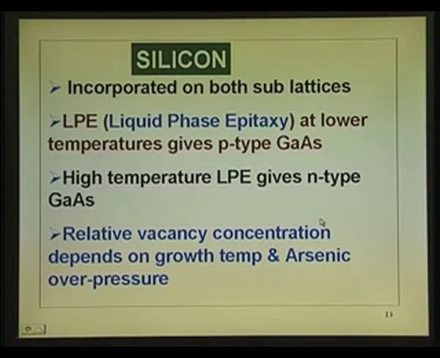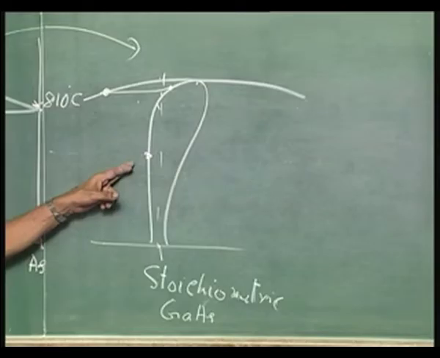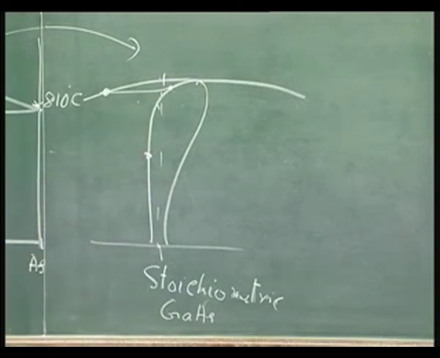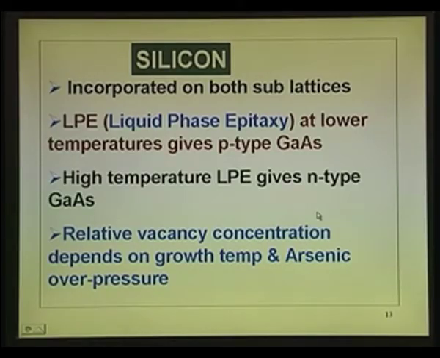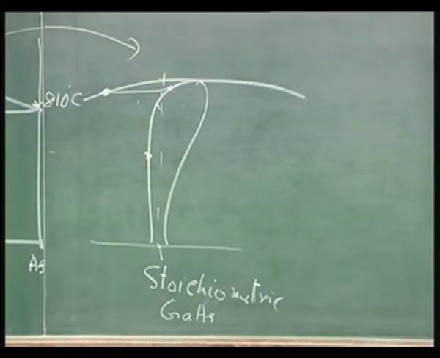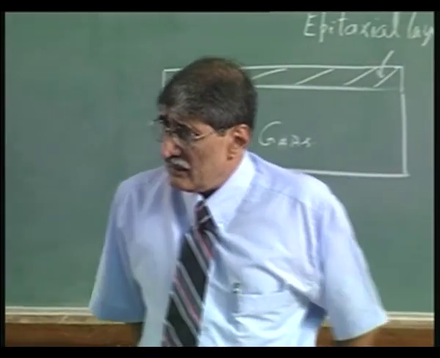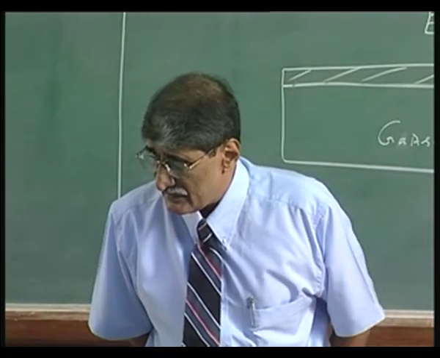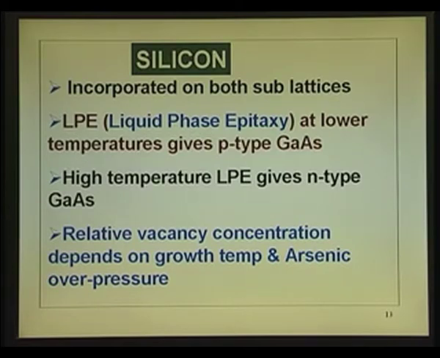See, now you have forced a situation where either you have got arsenic vacancy or a gallium vacancy. If there is gallium vacancy, you get high temperature n type. So, what we are trying to tell is relative vacancy concentration depends upon the growth temperature and arsenic overpressure. So, depending upon the relative vacancy concentration, you can make p type or n type. This is one of the approaches people used to make some of the p-n junctions just by varying temperature.